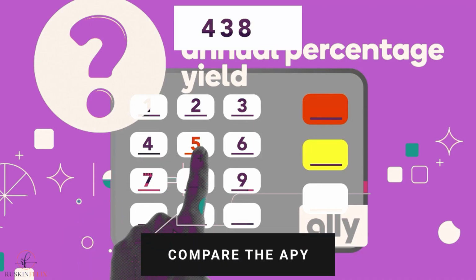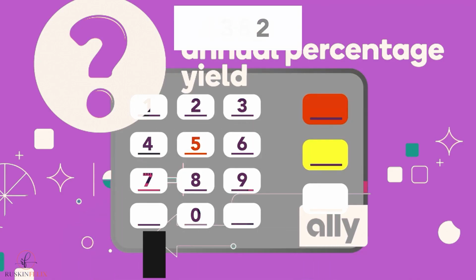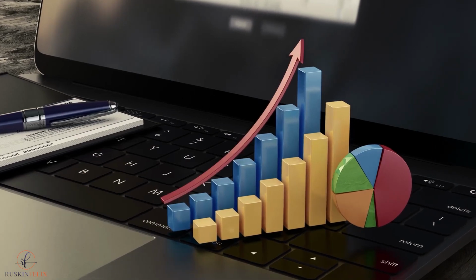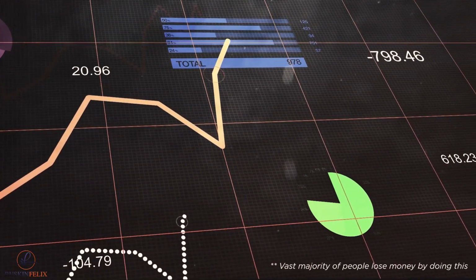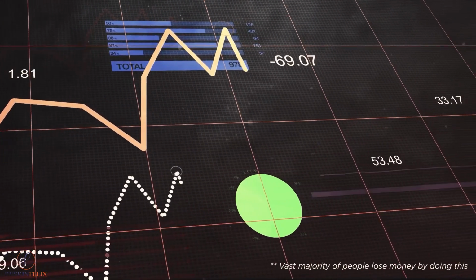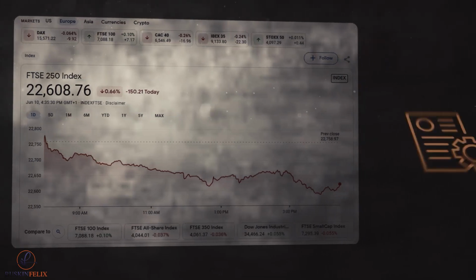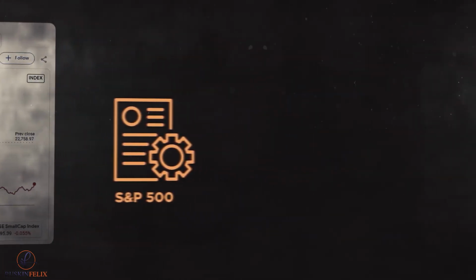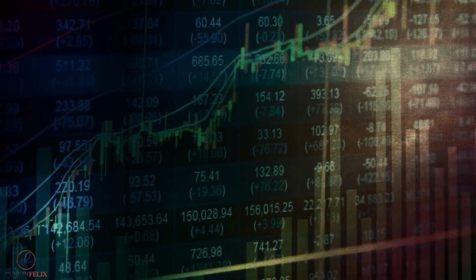Compare the annual percentage yield. The annual percentage yield, or APY, is a better indicator of how much interest you will earn or pay than the annual percentage rate. This is because while the annual percentage rate is a simple interest rate, the annual percentage yield is a compounded rate.